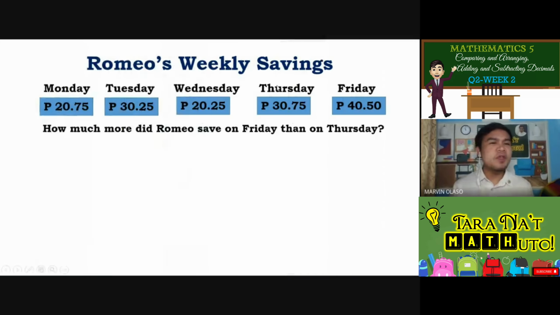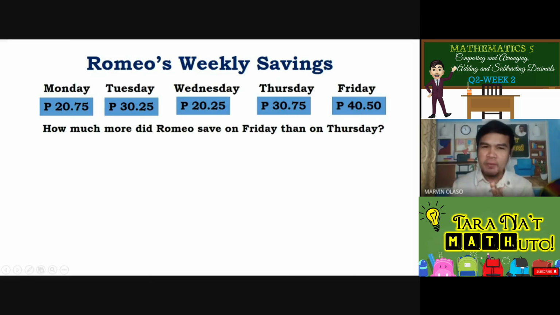Okay, now again, we will use the same data or information, all about Romeo's weekly savings. Now, we have the question here: How much more did Romeo save on Friday than on Thursday? So we are comparing how much higher Romeo's savings on Friday was than on Thursday. Since we are doing a comparison, what is the operation that we are going to use here? Yes, it's subtraction. So we will use subtraction.